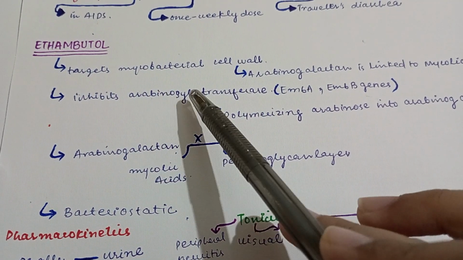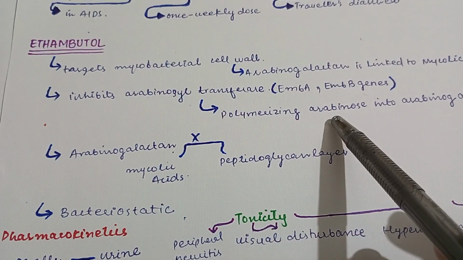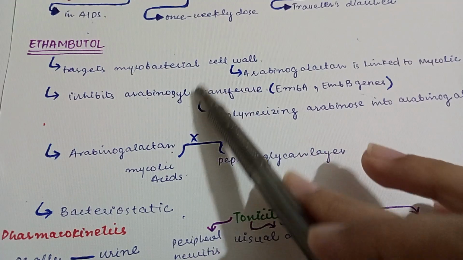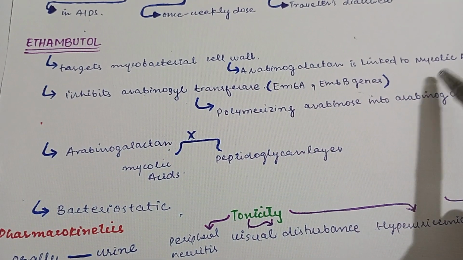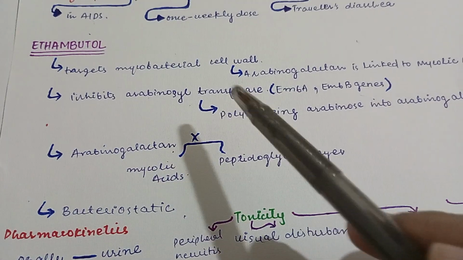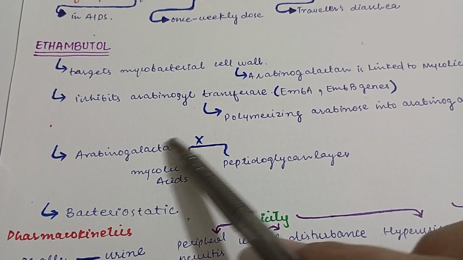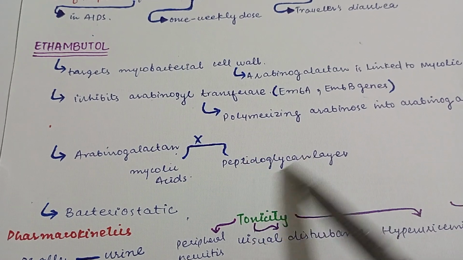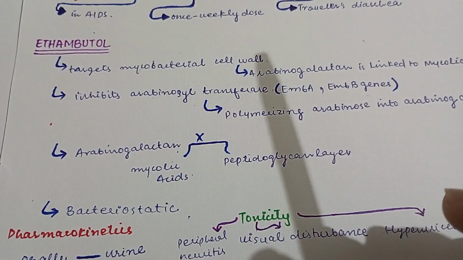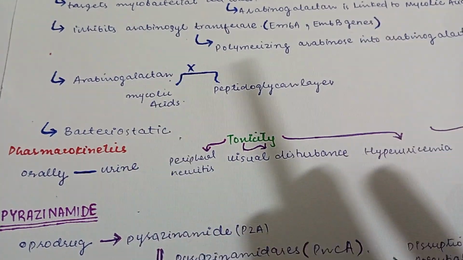Arabinosyl transferases polymerize arabinose into arabinogalactan. So when this is inhibited, we don't have this product. When we have no arabinogalactan, the mycolic acids are not linked to the peptidoglycan layer of the mycobacterium. So this is a bacteriostatic drug, and it is given orally and excreted in the urine.